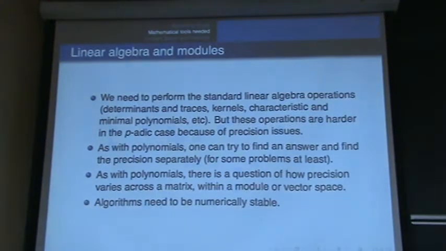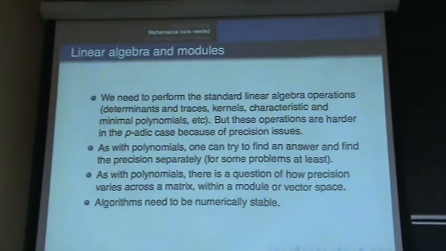When you say harder than here, I mean this is p-adics, a lot easier than real and complex. Yes. But harder than the integers, for example, with precision. Harder than an exact ring. Yeah, that's what I mean. In that you actually have to worry about precision as opposed to just doing arithmetic.